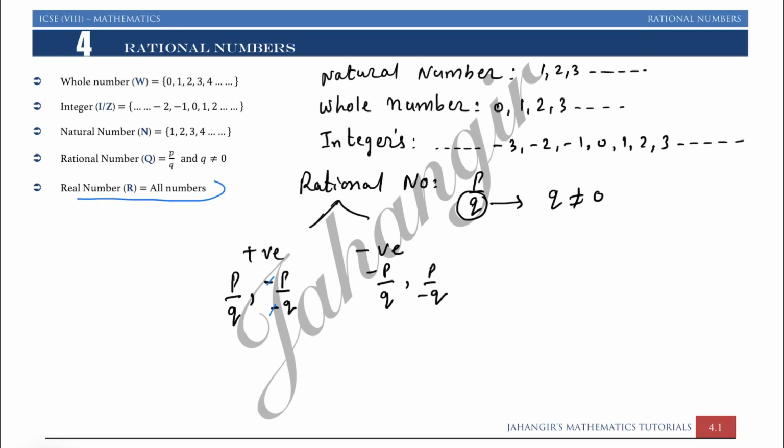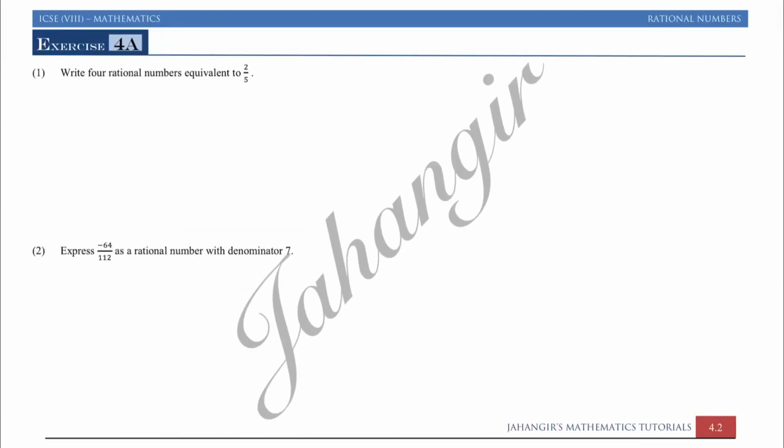And real numbers are all the numbers which we are using in our life, which we are doing in maths. It's all real numbers. Every number is included in the real numbers. ठीक है, चलो let us start with the first exercise of rational numbers.